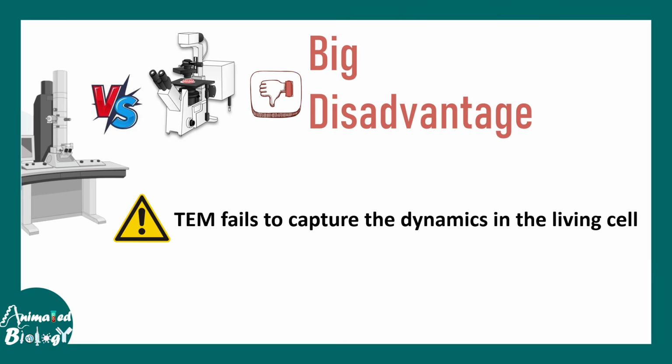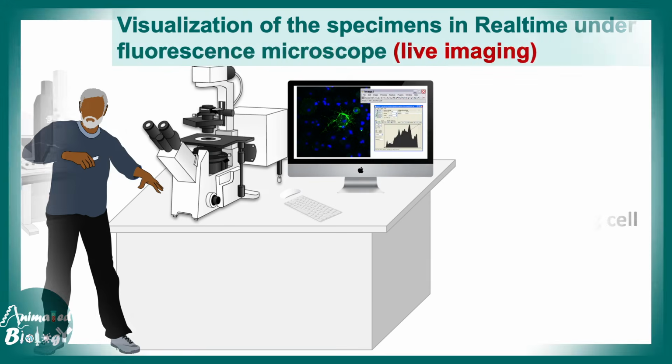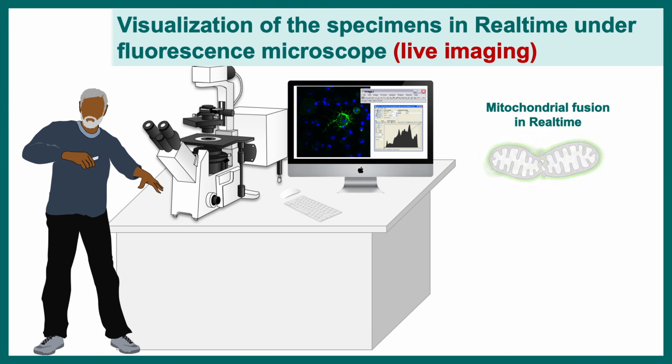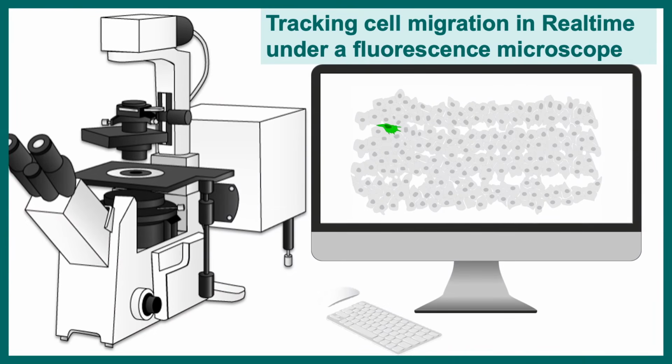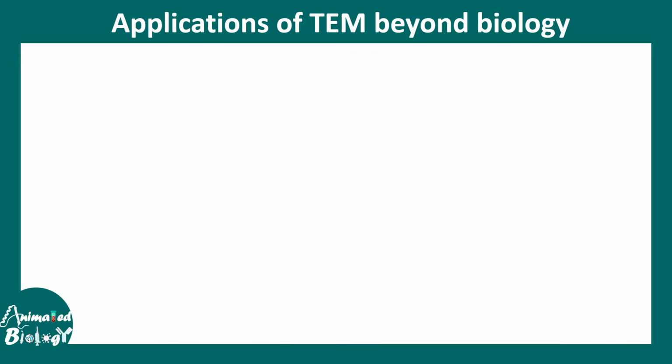But the big disadvantage of TEM is that we cannot capture living dynamics inside a cell. So we cannot literally look at a mitochondrial fission or fusion event using an electron microscope, because the specimen has to be killed. Imagine a live imaging setup where you are tracking the movement of a cell. You cannot do that with an electron microscope, even if the resolution is better, because the specimen has to be killed. So despite all the advantages, there are limitations of these TEM instruments, and we need to know the limitations as researchers.